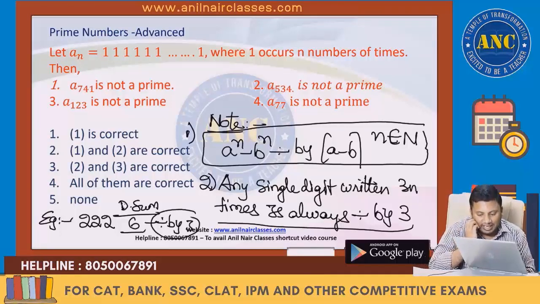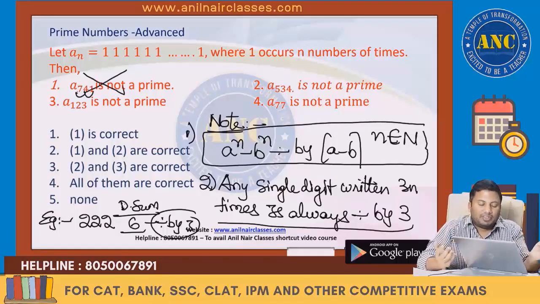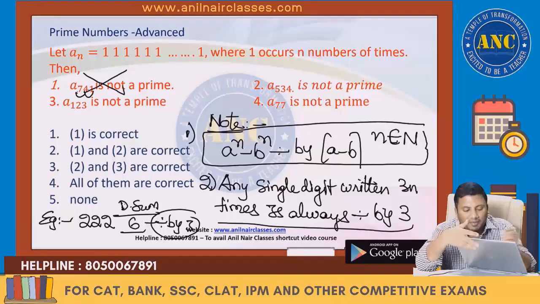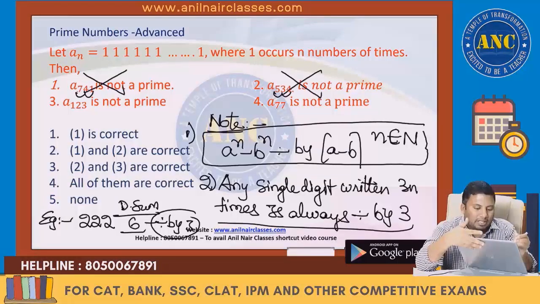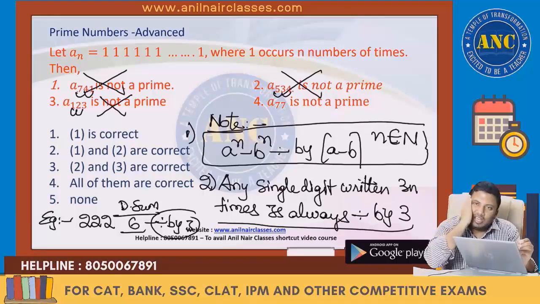Now, any single digit written 3n times. 741: 7 plus 4 is 11, 11 plus 1 is 12, and the sum of the digits is divisible by 3. 534: 5 plus 3 plus 4 is 12, it is divisible by 3. 123: 1 plus 2 plus 3 is 6, it is divisible by 3. I hope it is clear.